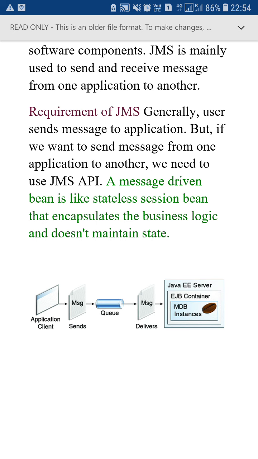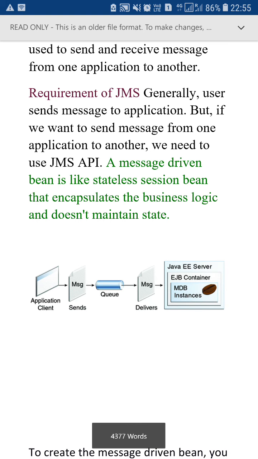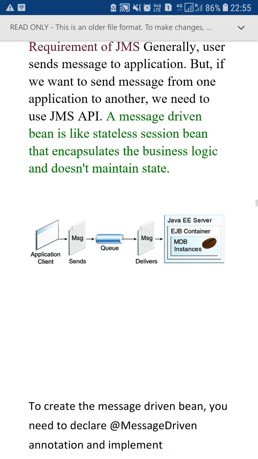So this is a diagram of a message driven bean, where the application client sends messages which go into the queue, and when the MDB instance receives the message, there is a message driven bean. Its work is to receive the messages and send them to the container for further processing, and it encapsulates the business logic and does not maintain a state. This is a main feature of the message driven bean, because it's like a stateless session bean. It does not maintain a state, but only contains business logic.